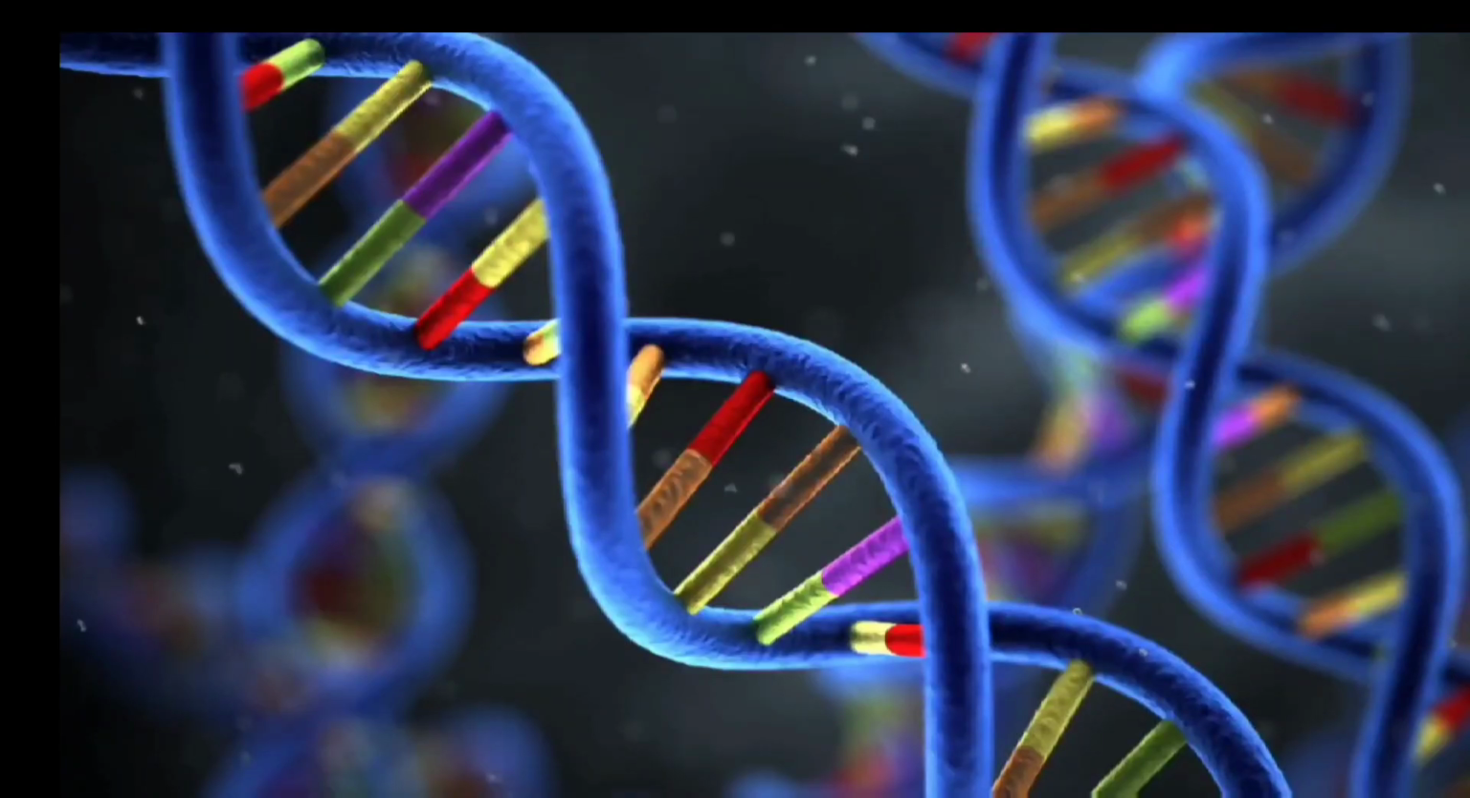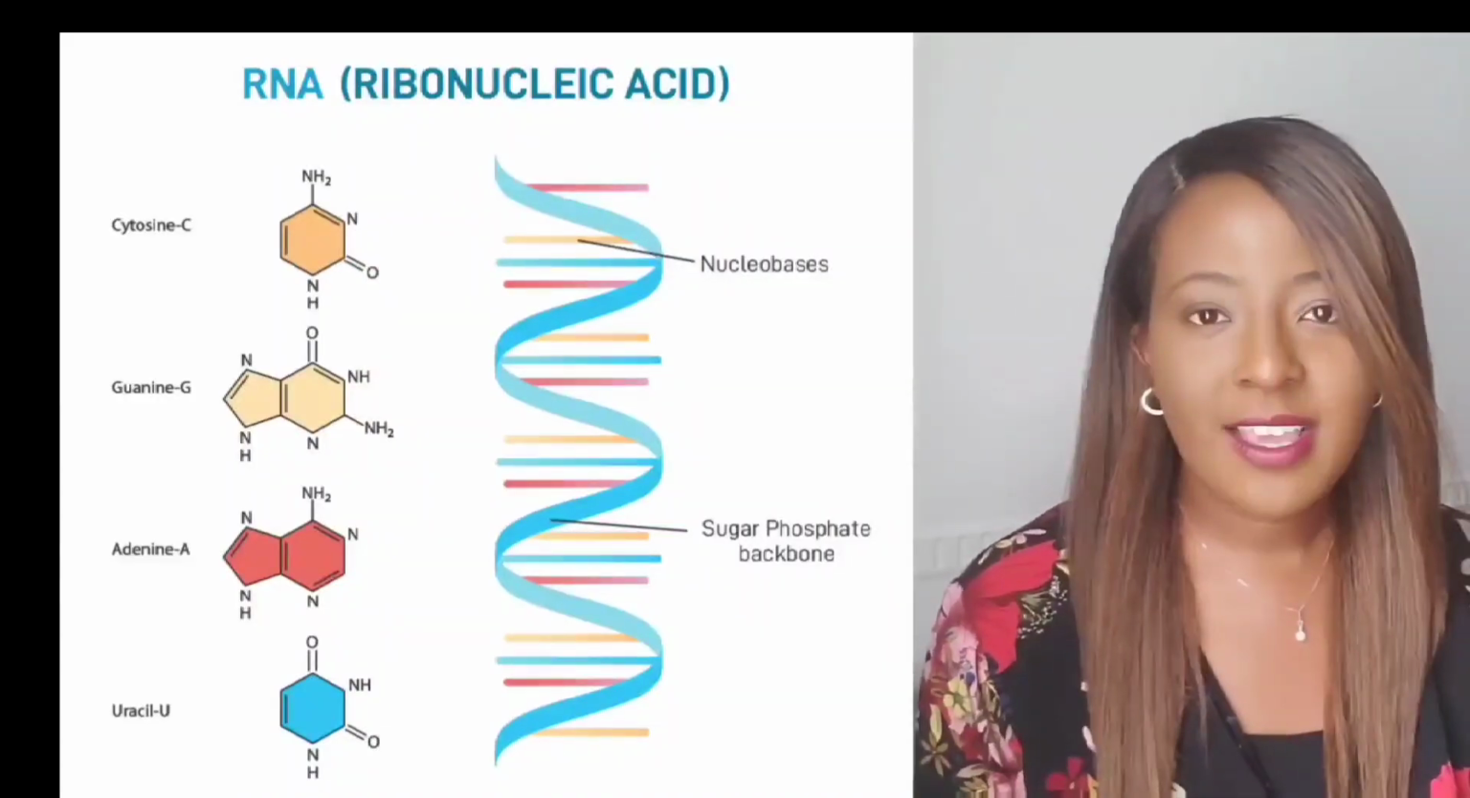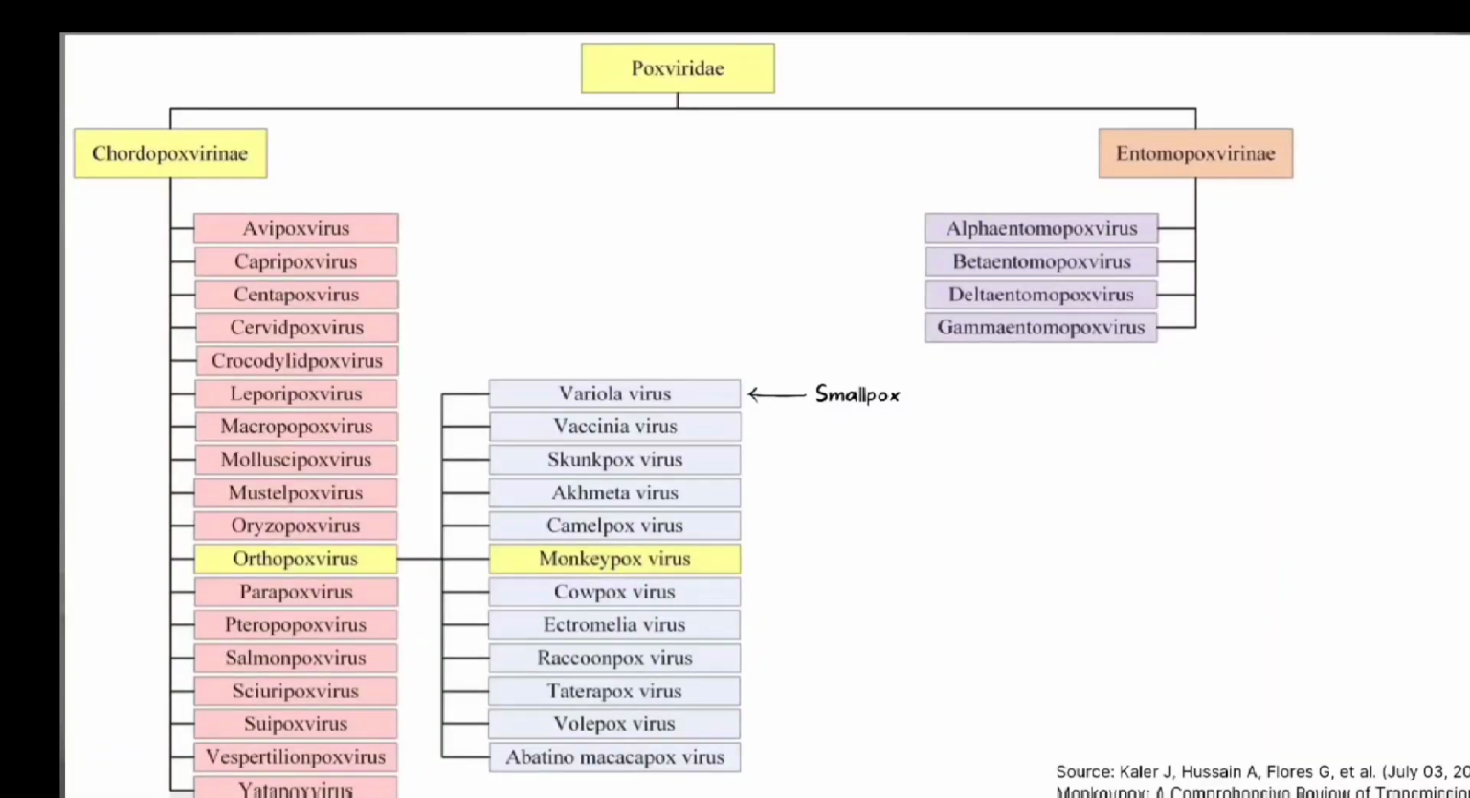Monkeypox is an example of a double-stranded DNA virus, so it has double-stranded DNA at its core. Other examples of DNA viruses include herpes, chickenpox, and smallpox. Monkeypox is different to COVID-19, which is an RNA virus. Other RNA viruses include HIV, polio, and Ebola. The monkeypox virus belongs to the Poxviridae family and the orthopox virus genus. Other members of this genus, orthopox virus, include camelpox, cowpox, and most notably smallpox.